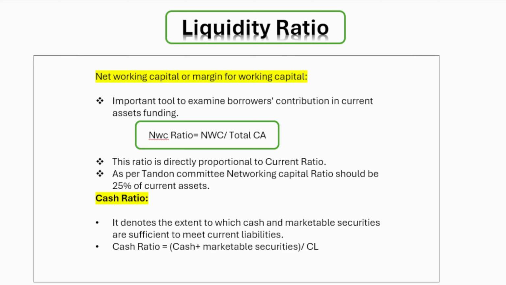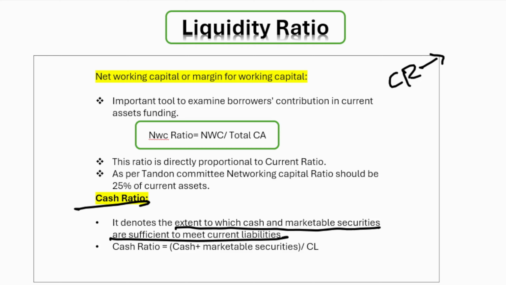Got it? The next ratio is what? Net working capital. And one more important is the cash ratio. I will discuss the cash ratio first. What is cash ratio? This also denotes the extent to which cash and marketable securities are sufficient to meet current liabilities. In the current ratio, we discuss current assets and current liabilities, and the time period is 12 months. In the quick ratio, we discuss current assets and current liabilities without inventory and without short-term borrowings, and the time period is very quick, that is 2 to 3 months. But in the cash ratio, this determines the liquidity position in terms of cash and marketable securities only.